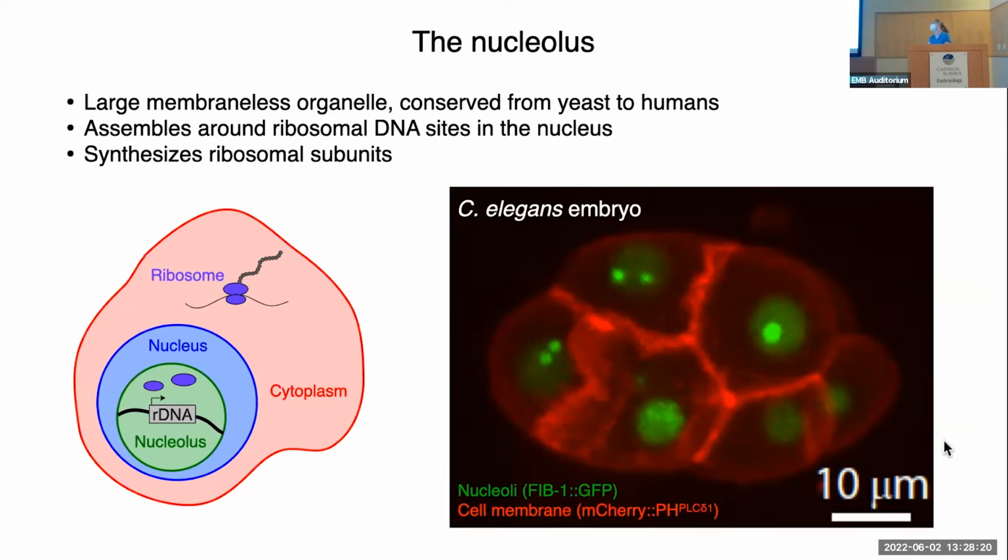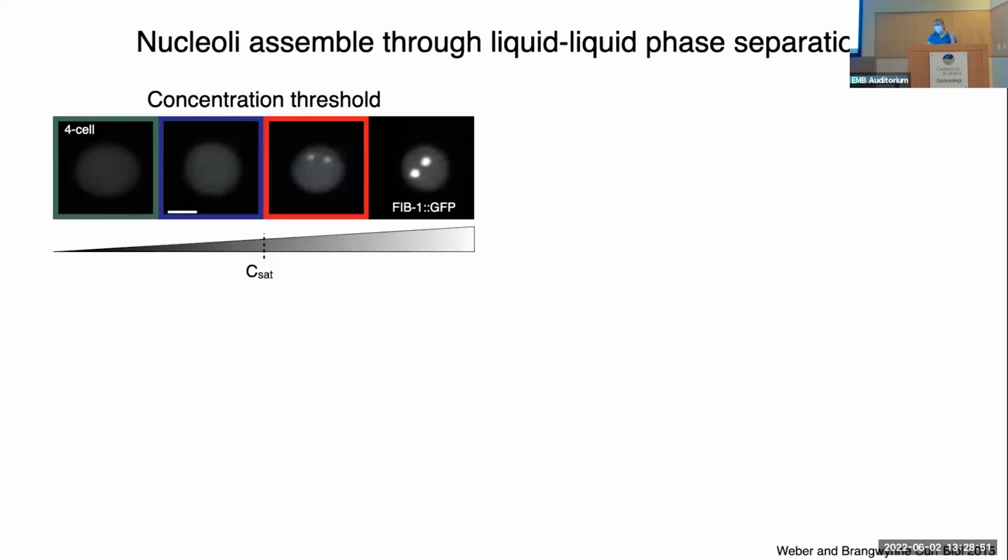So we started with the C. elegans embryo. Here, what you can see is the cell membrane is marked with a red fluorescent protein, and the nucleolus, this fibrillarin, the same gene in yeast and humans, localizes to the nucleolus. And in C. elegans, they're diploid, and so there are two rDNA sites per diploid genome. So most of the time you see two spots per cell, but sometimes they fuse to become one large one. Okay, so the question when I started my postdoc was, how do these things assemble?